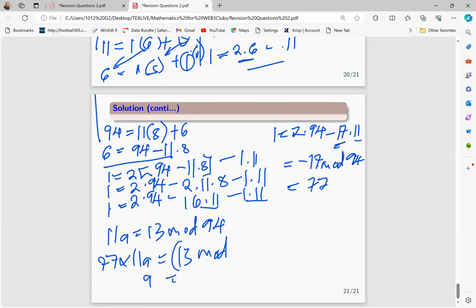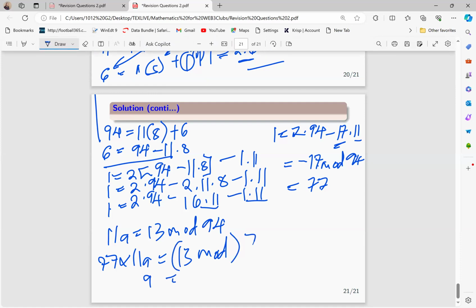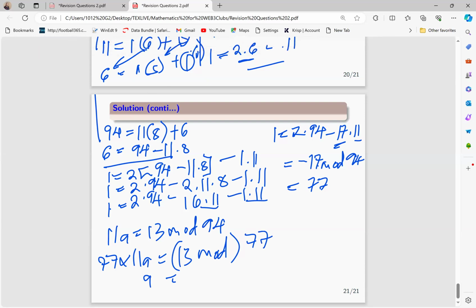So here, you multiply by the 77 now. You get it. So it becomes 77 times 13. This was a. Yes, this was a. 1001 mod 94. So it's supposed to be 13 mod 94. So the answer is 61.